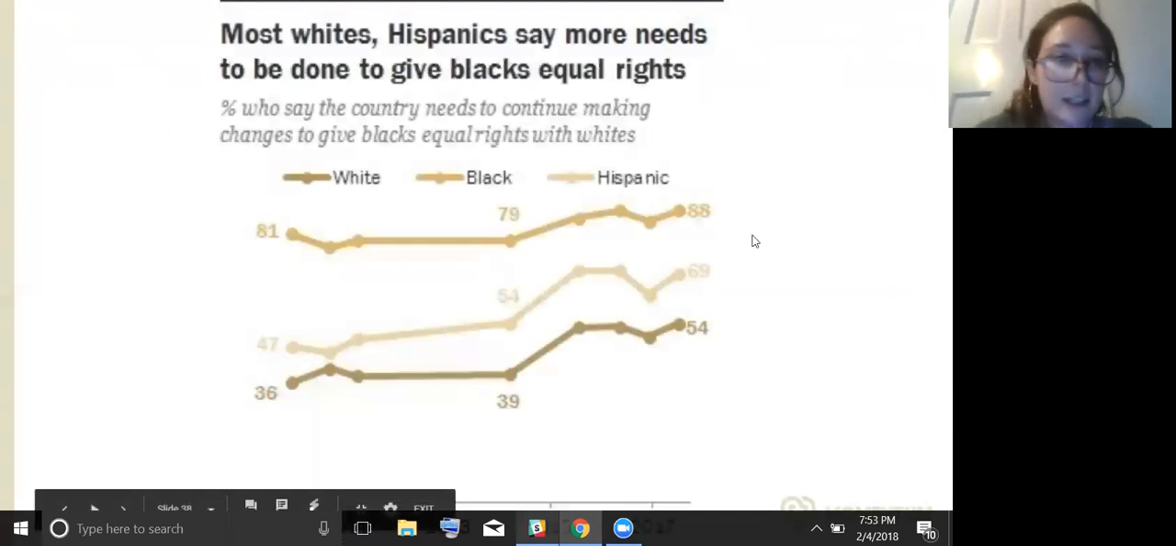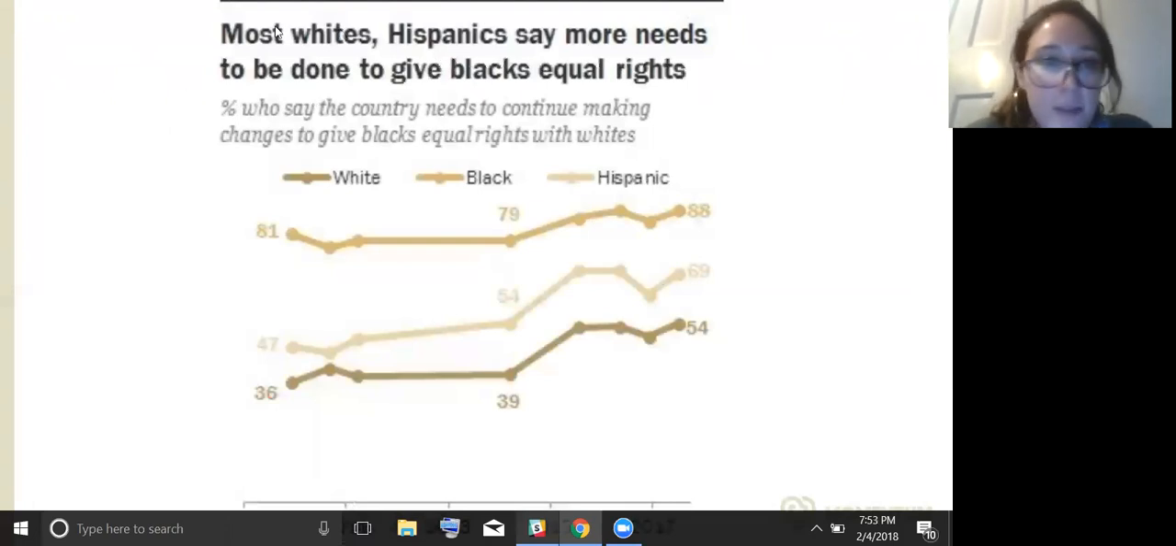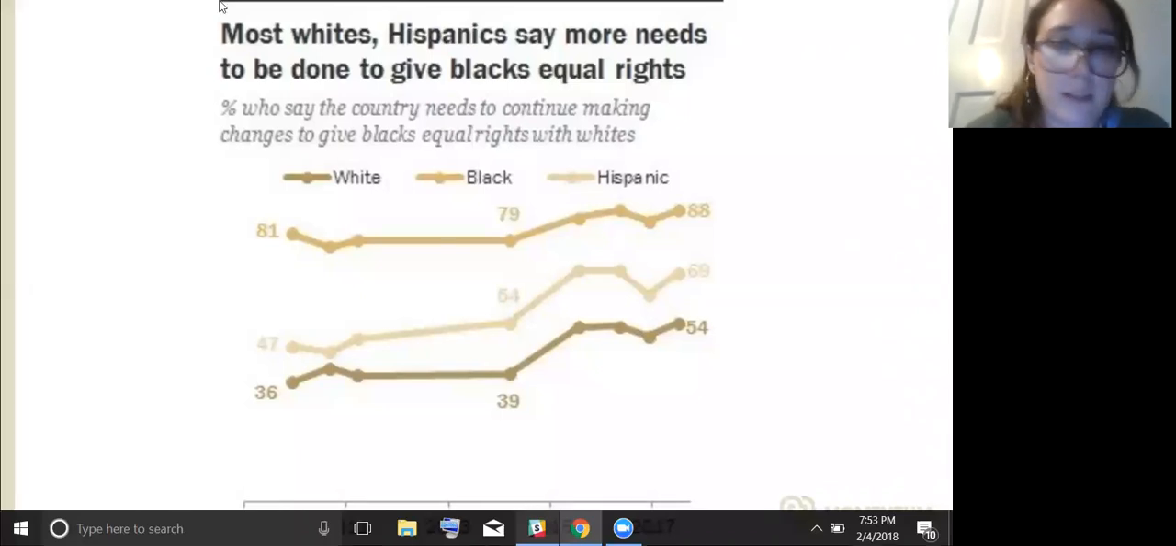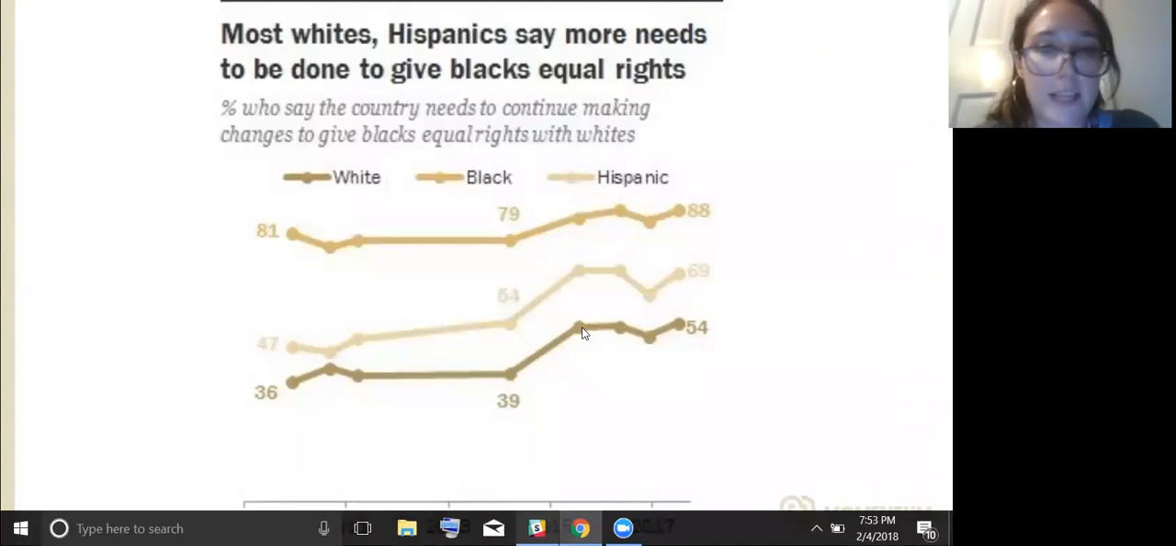So if you look here, this is just looking at public opinion. This was a poll asking, the polling question was, the percentage of the country that thinks that we need to continue making changes to give Blacks equal rights with whites, right? And so here are the polling numbers. Around the end of 2014, 2015, there's a huge increase in the percentage of the public who were recognizing racism as a problem.